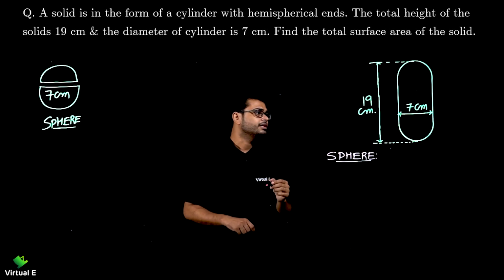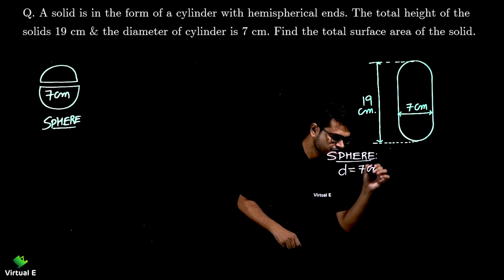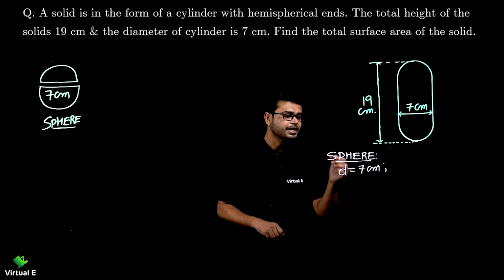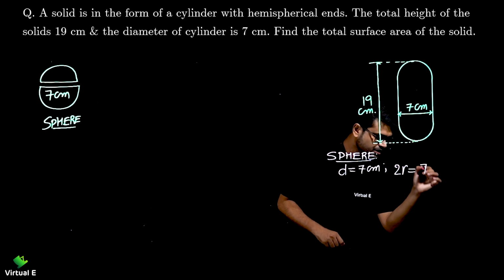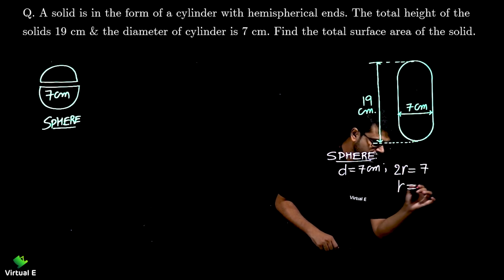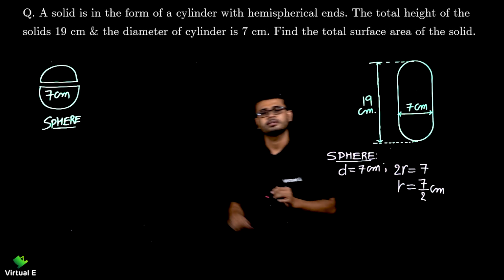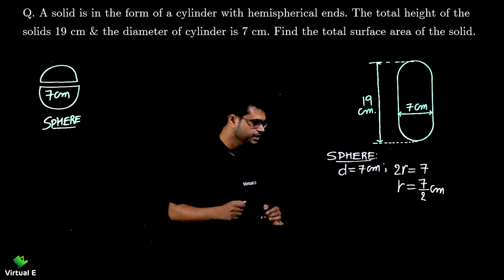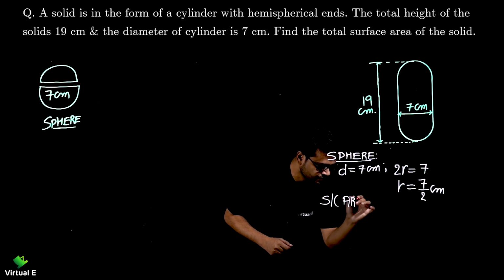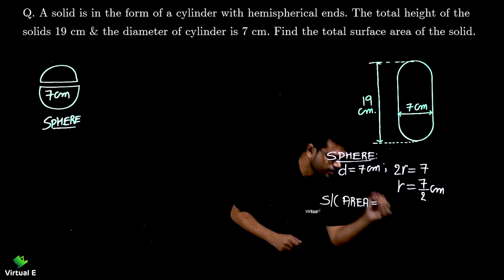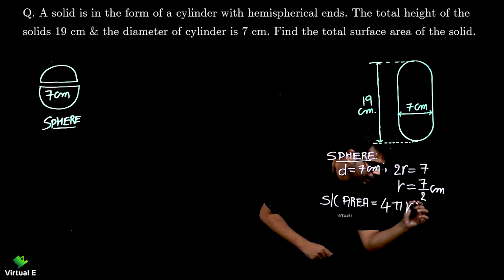and let's start with the diameter. So diameter is 7 centimeter, and we know that diameter means what? 2 times radius. So that is 7, and what's the value of radius? 7 by 2 centimeter. Simple. Now let's go for the surface area. So surface area is equal to 4 pi r square.